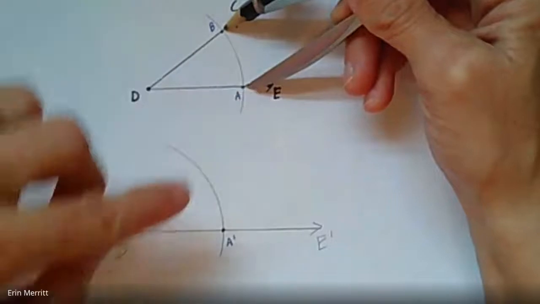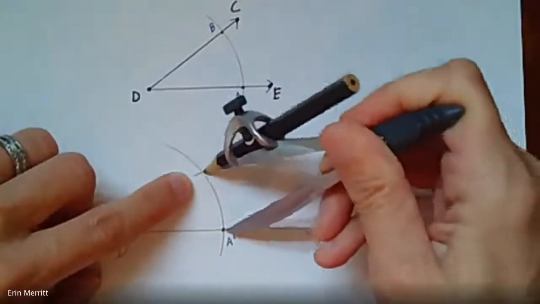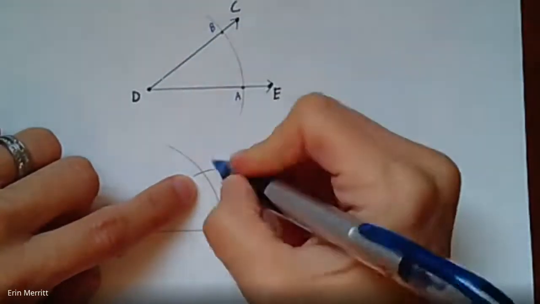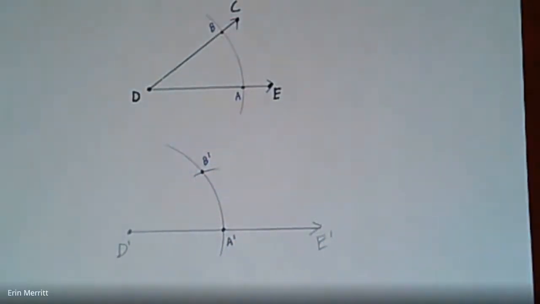So watch, my pointer is going to come down to point A prime. And then I'm going to swipe a spot where B should go. So I'm going to grab my pen and mark that as my B prime. And then lastly, I want my angle.